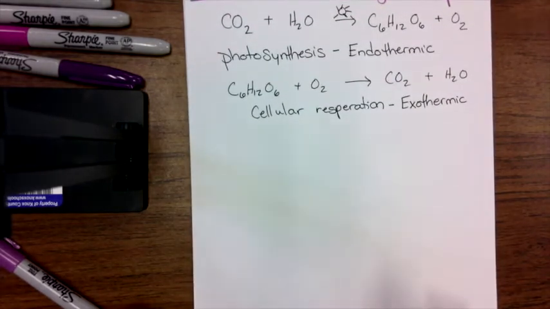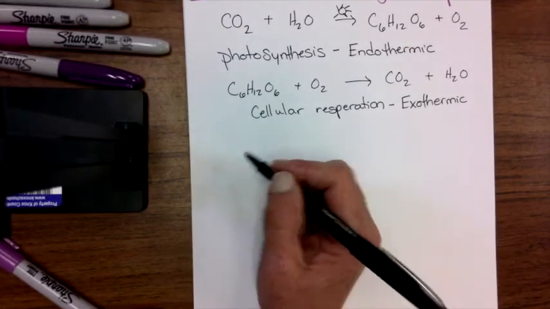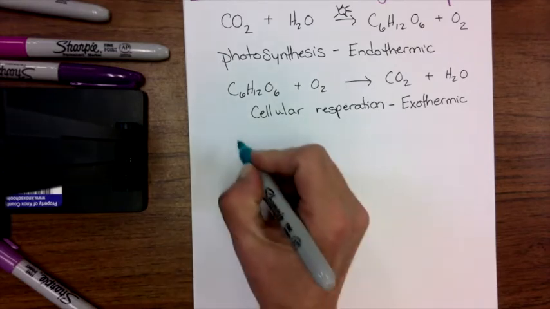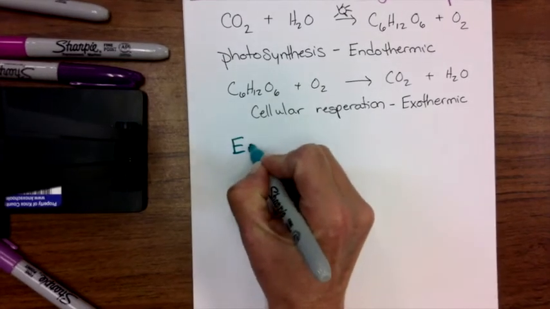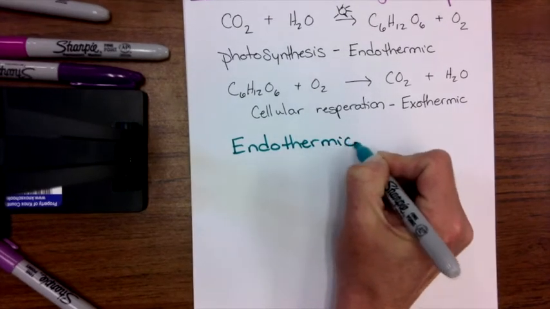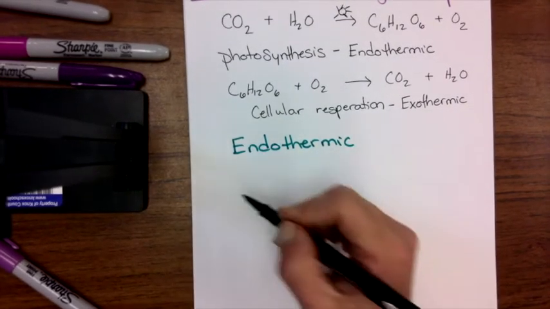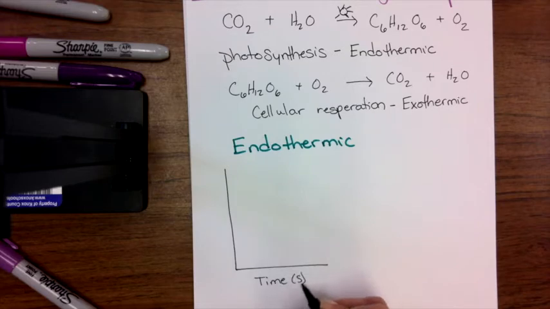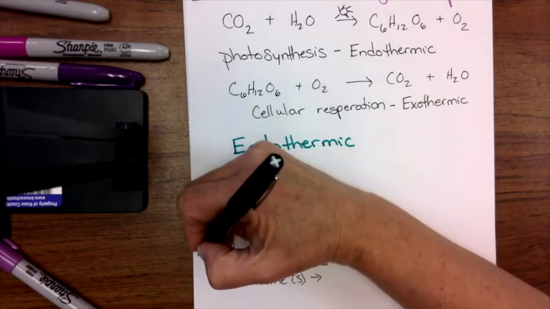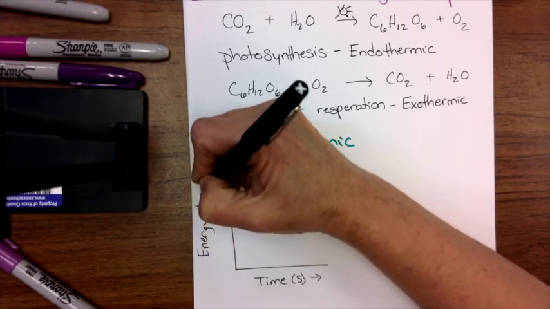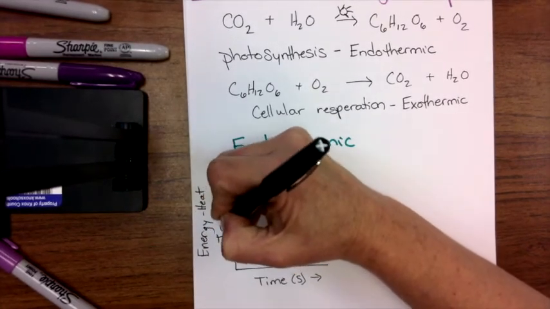What we're going to look at is some heating curves of what this looks like for the different types of reactions with energy. So the first one we're going to look at is endothermic. We're going to have an X and a Y on our quadrant 1 graph. And down below, we're going to have time, and this can be in seconds. And over here, we can have energy in the form of heat, and this will be measured in joules.